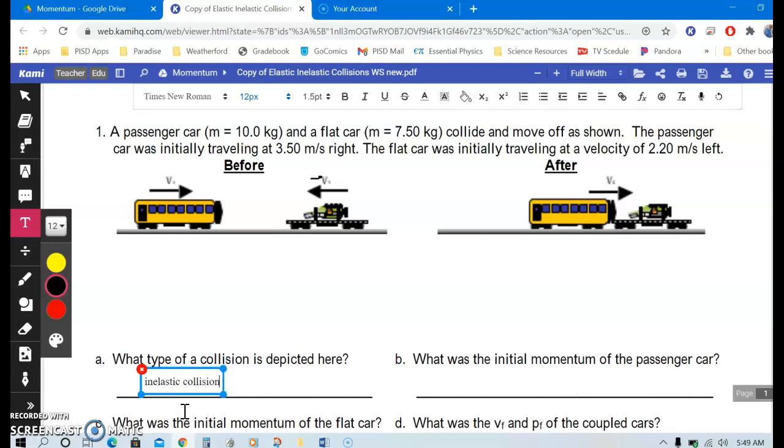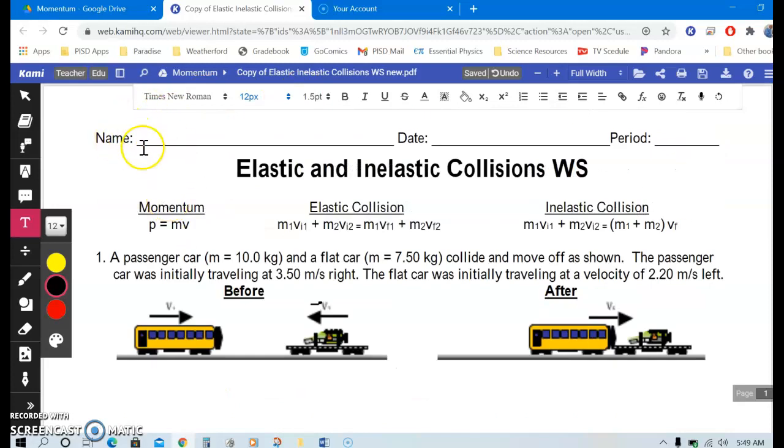How do we know that? Well, because they stick together. If they had bounced apart or were not still touching, it would have been elastic, but that's not what happened here. Now, the next question is, if we're going to set up this formula, we need to find the momentum of both of them. And we know the formula for momentum.